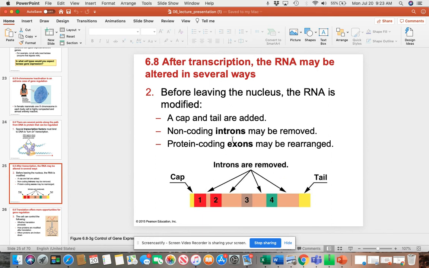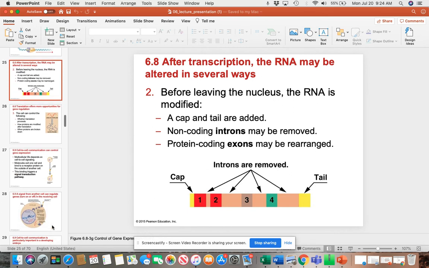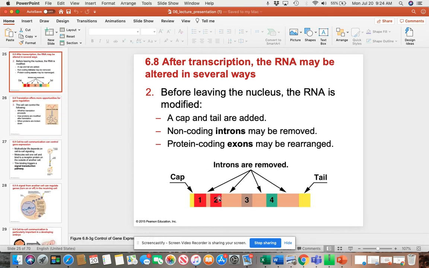Now you do have non-coding regions or introns, and you have coding regions called exons. What happens is that before the mRNA is fully developed, these introns or non-coding regions are spliced out. So you remain with the cap, exons, and the poly A tail. Eventually, that will complete transcription.